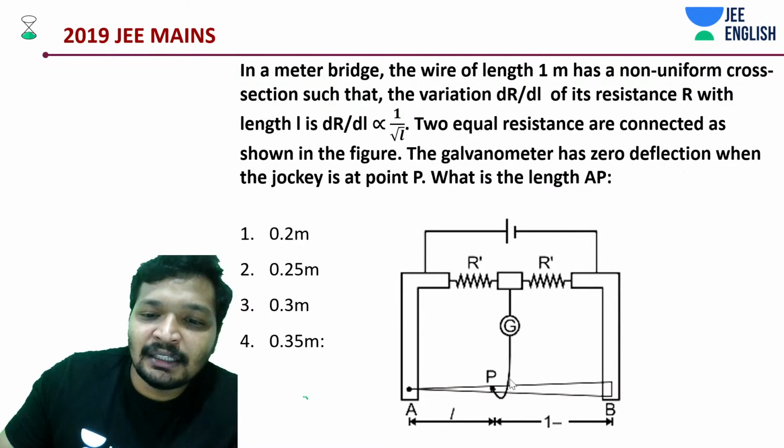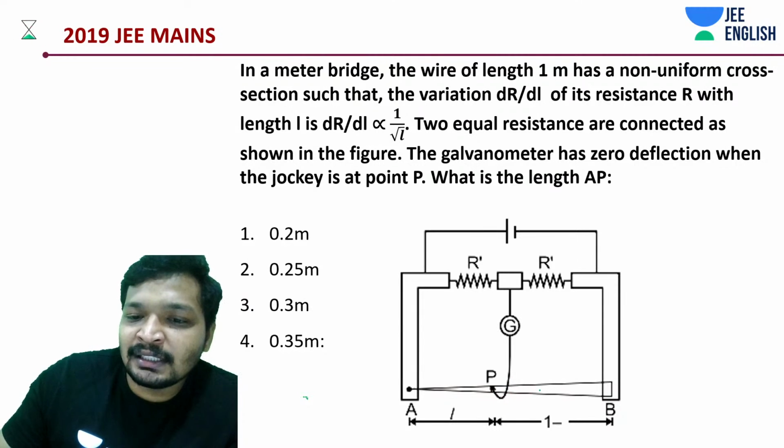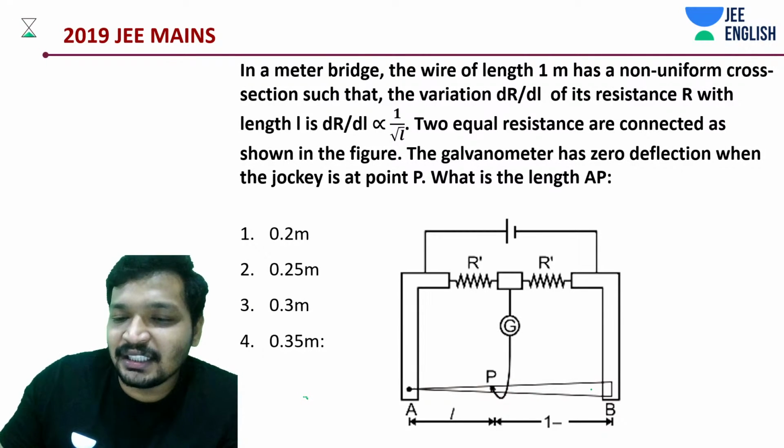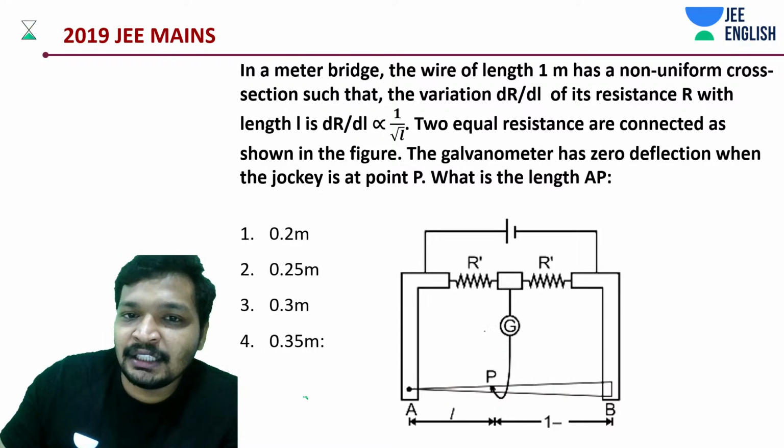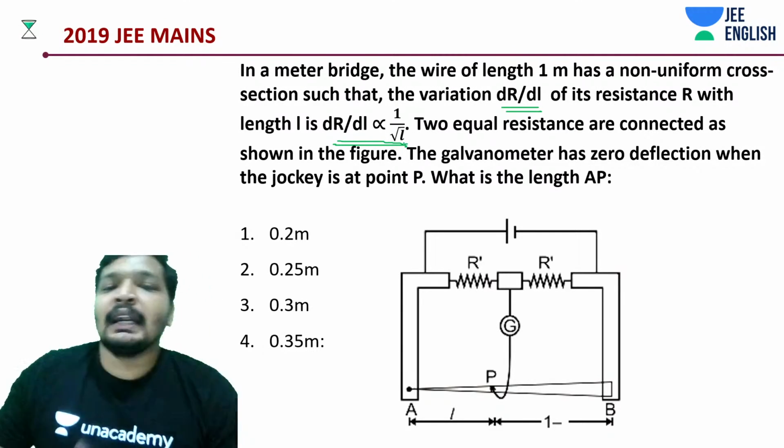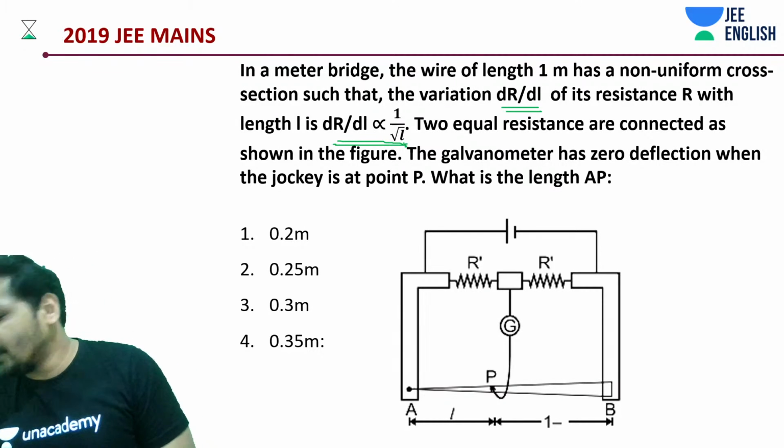What is happening? If you're noticing the picture, the thickness is changing, right? Thickness is changing. That means the resistance is going to change, isn't it? And something for resistance is given. Try to guess it. Read the question very carefully.